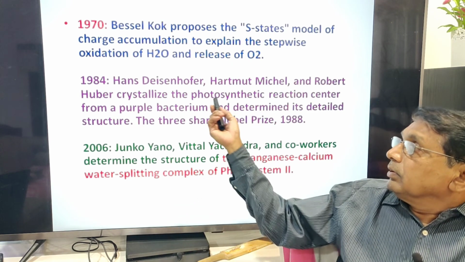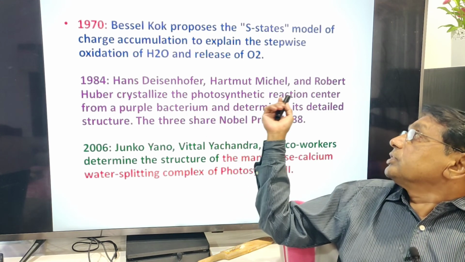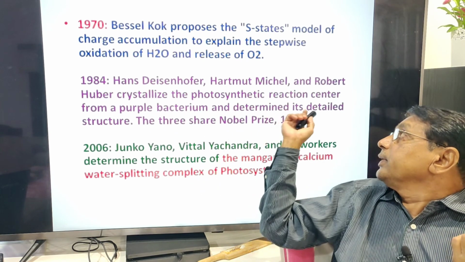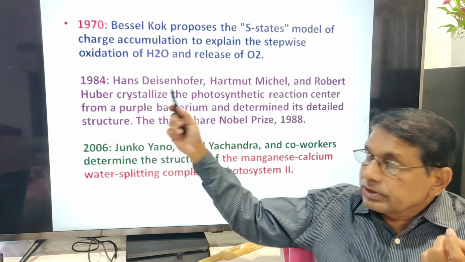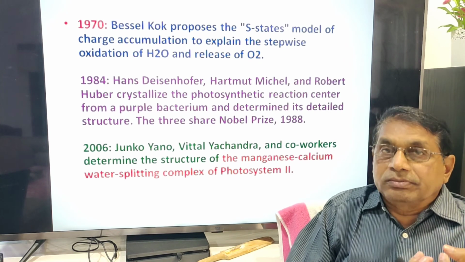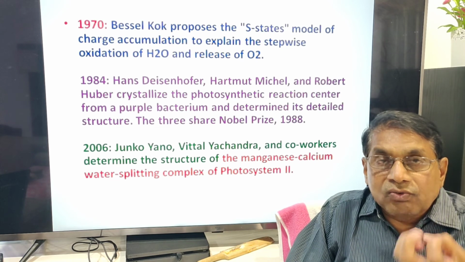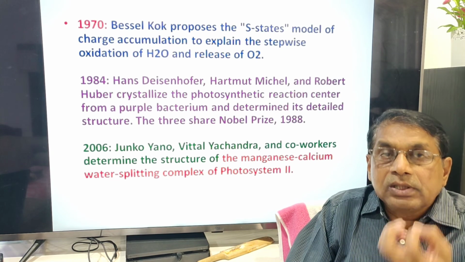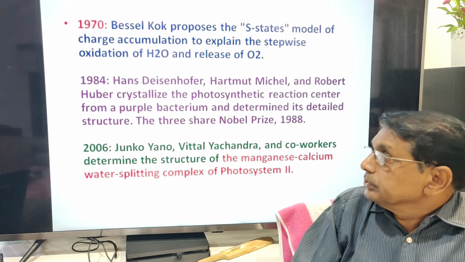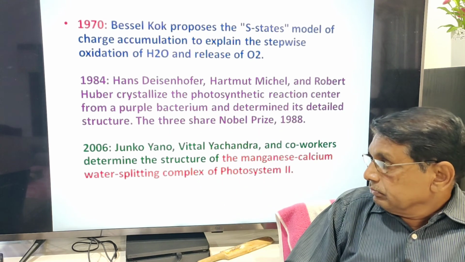Then still further, they crystallized the photosynthetic reaction center from a purple bacterium and determined its detailed structure. What is the reaction center structure and composition? We say P700, P680 like that. What types of molecules are actually present in photosystem 1, photosystem 2, reaction center 1, reaction center 2? The three shared the Nobel Prize in 88.